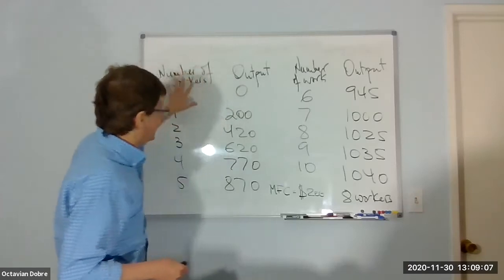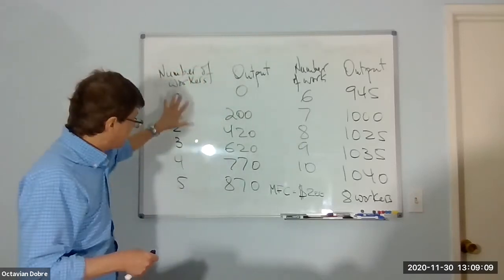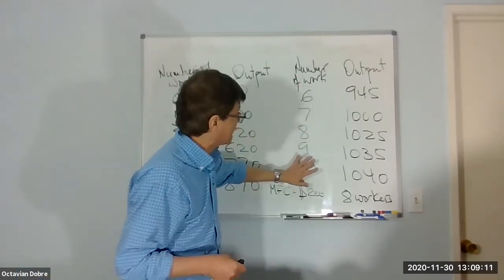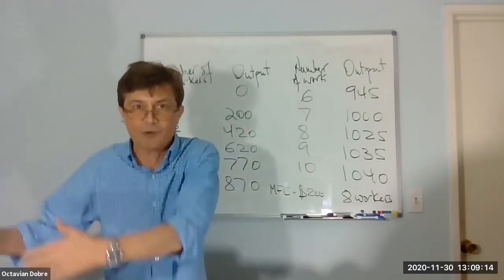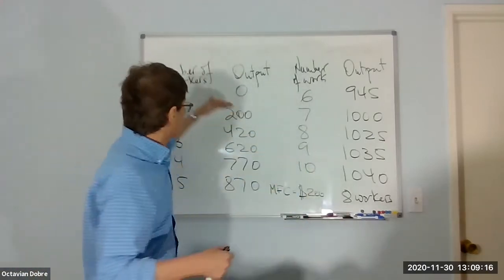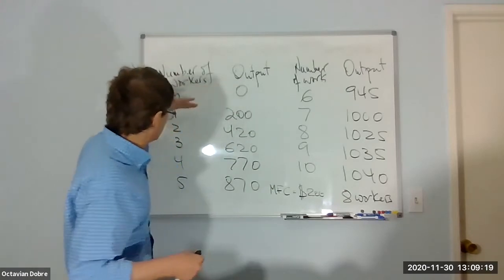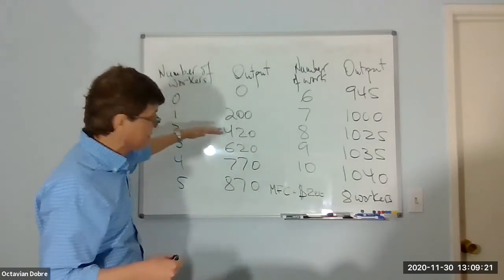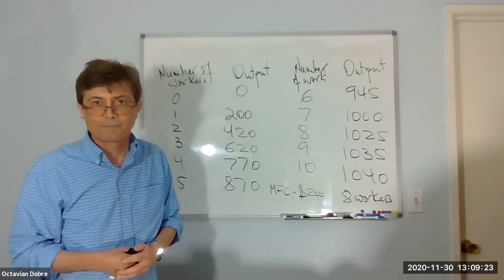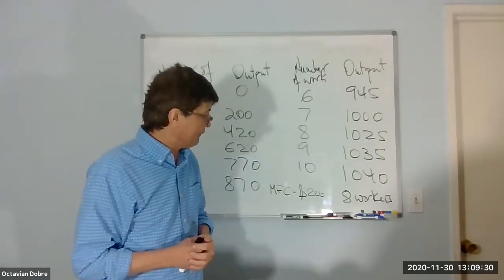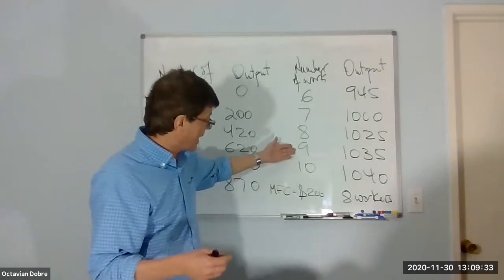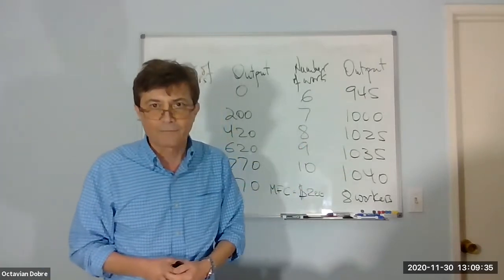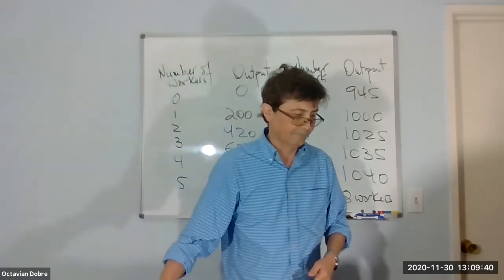This column is the number of workers, and this column is also the number of workers. But with different numbers of workers, you're going to have different outputs. With 0 workers, 0 output. 1 worker, 200. 2 workers, 420, and so on. With 10 workers, you're producing 1,040 units. With 9 workers, 1,035. I didn't realize it continued. Yeah, it continues.